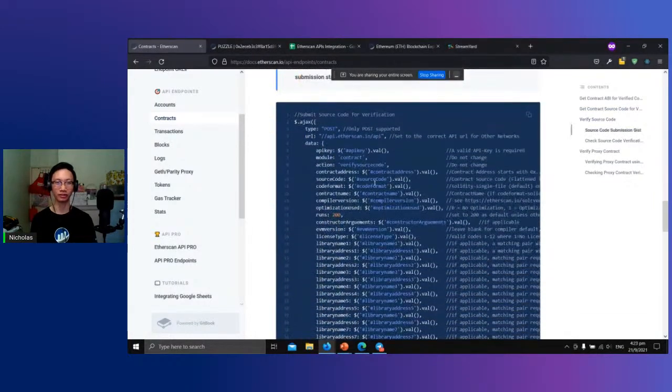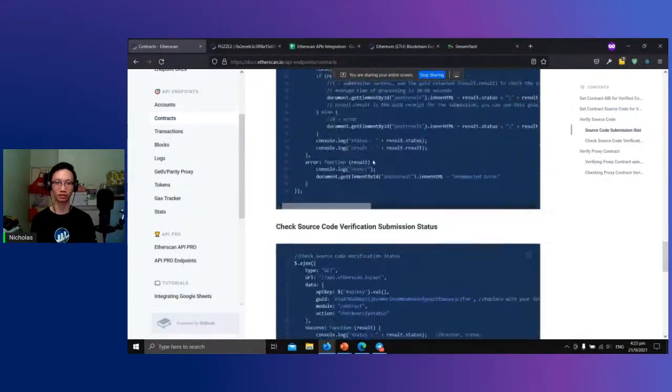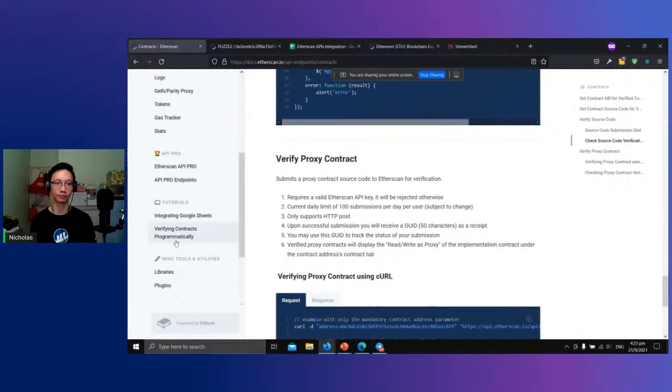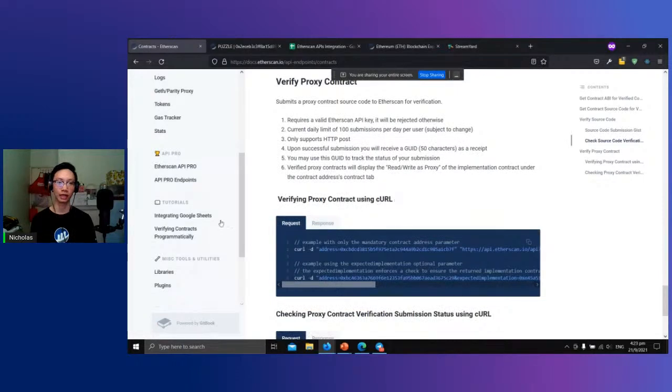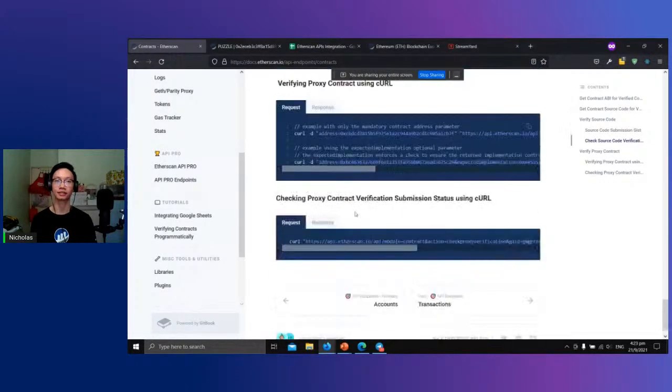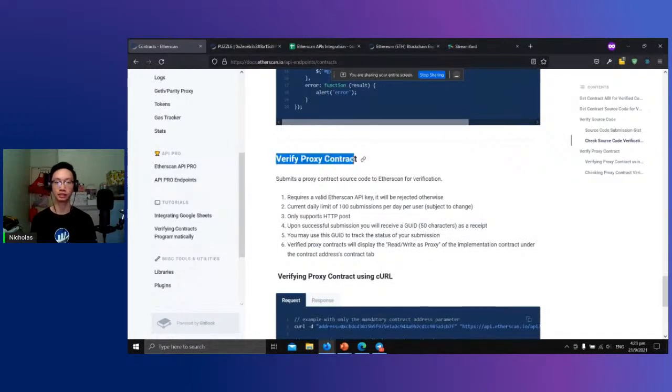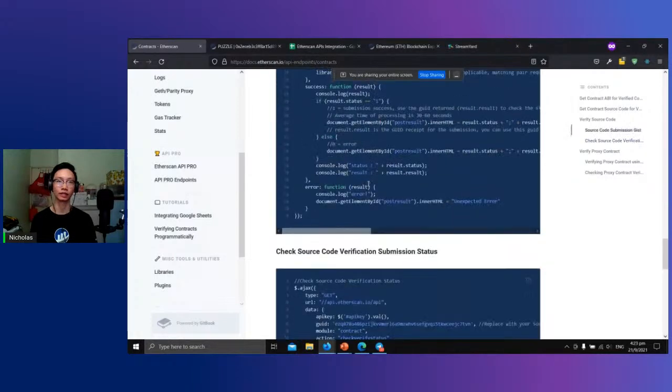There's quite a bit of code here, so not everyone might understand this, but we have a tutorial at the bottom on how exactly to implement all this. And next you have verify proxy contract. This is for contracts that are upgradable, and they have a separate endpoint. They are not the same.